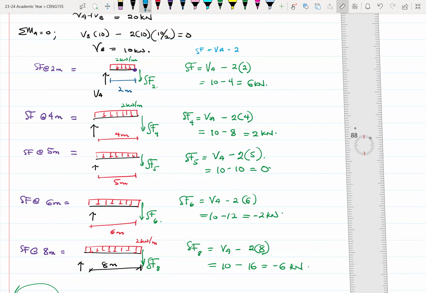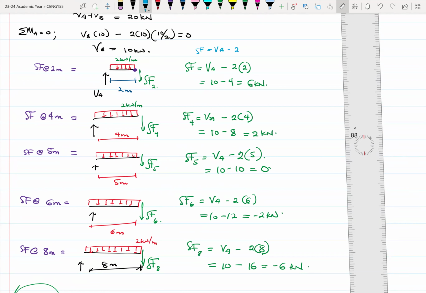So when X was 2, this was our equation. When X was 4, we got 2. When X was 5, we got that. When X was 6, we got this. When X was 8, we got that. All right. So I can look at what I have done so far and I go like my shear force at any point X is equal to VA minus 2X, where these 2 is the intensity of the UDL. All right. And let's see if it makes sense to us.